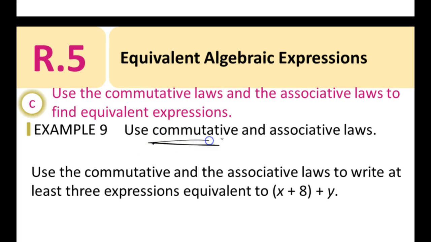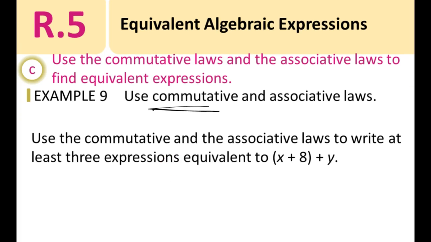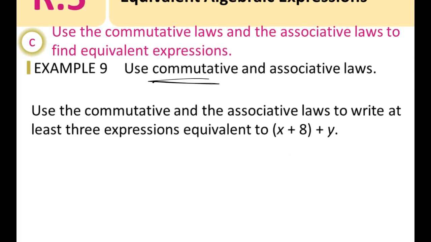The commutative and the associative laws can be used three different ways. So let's see. Let's group this differently. I'll keep the order the same. X, 8, and Y in the same order, but I could group them differently. So that's one way that I could write this differently.